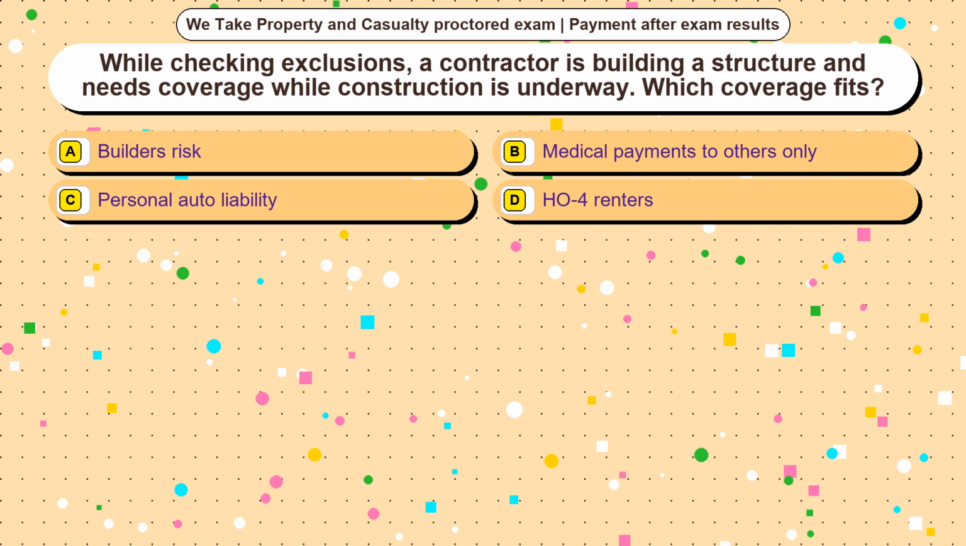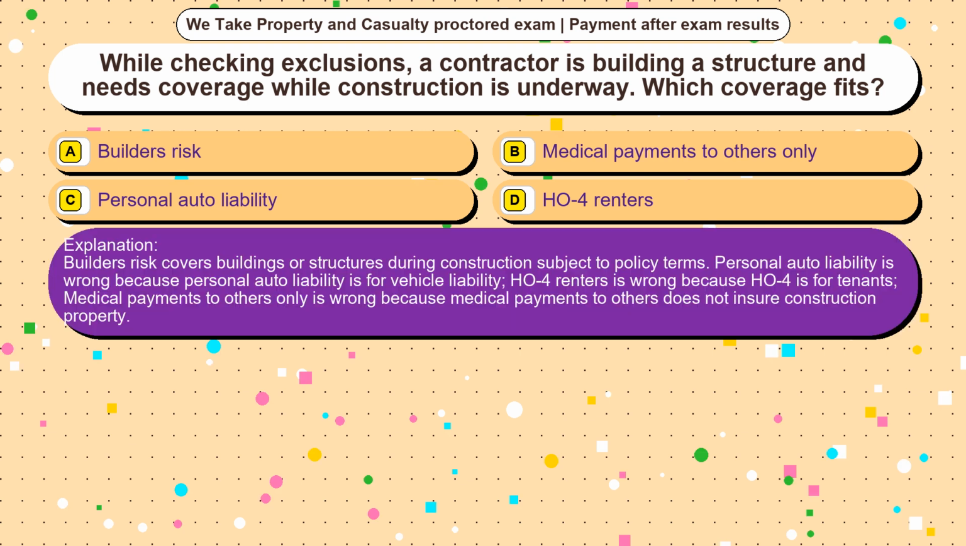The correct answer is option A. Builder's risk covers buildings or structures during construction subject to policy terms. Personal auto liability is wrong because personal auto liability is for vehicle liability. HO for renters is wrong because HO for is for tenants. Medical payments to others only is wrong because medical payments to others does not insure construction property.